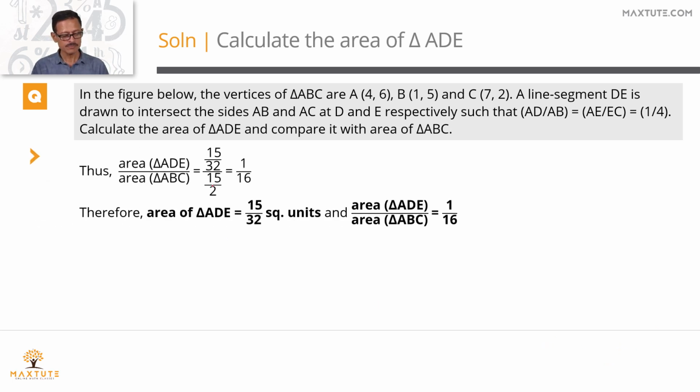Summarize it in a printed form. Got the areas of ADE and ABC. The ratio is 1:16. Comparing the areas, this is the answer.